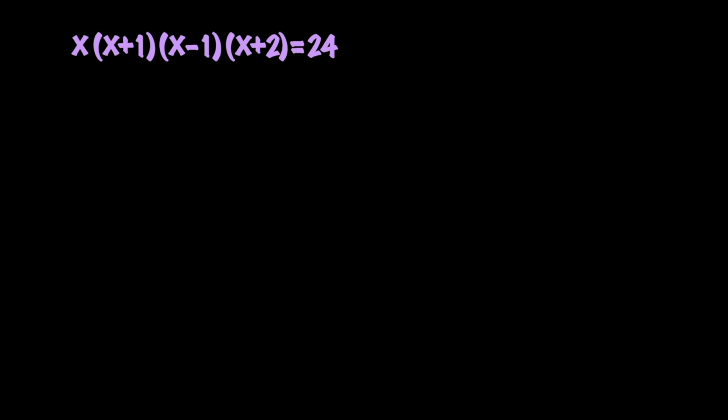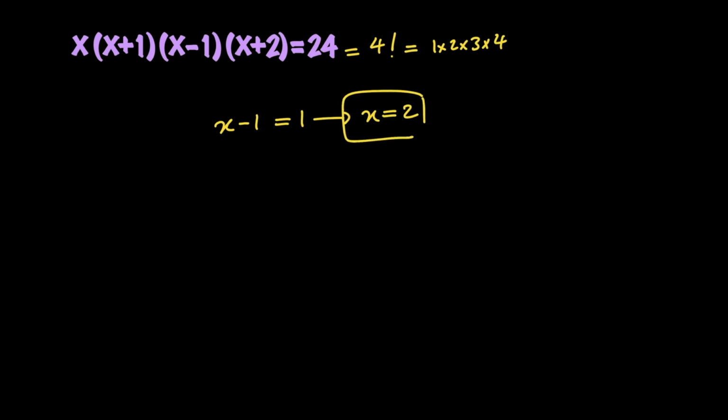Now before we start with the first method, notice that 24 is equal to 4 factorial, which means that it is equal to 1 times 2 times 3 times 4, right? That means that we have the product of four consecutive numbers. Now, if you look at the left-hand side, you can see the same thing. We have the product of four consecutive numbers. X minus 1, x, x plus 1, and x plus 2 are four consecutive numbers. And therefore, if I compare both sides, I can say that x minus 1 is equal to 1. Therefore, x equals 2. So x equals 2 is a solution, but it is not the only solution.